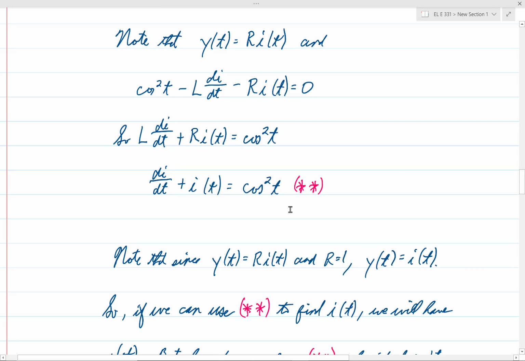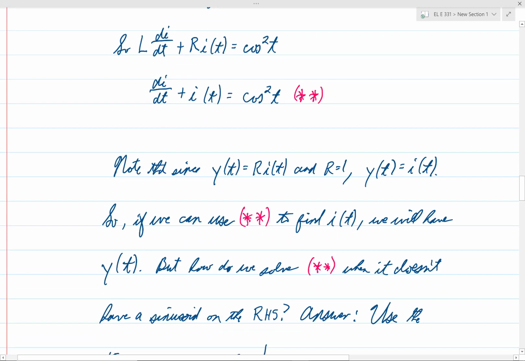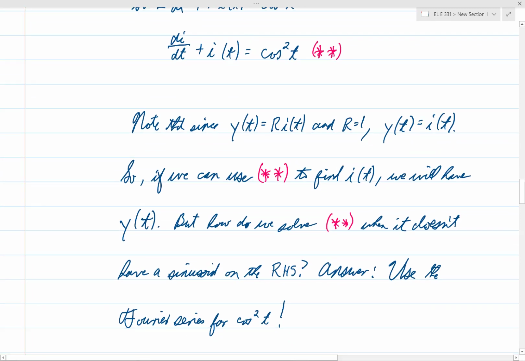But that differential equation is not so easy because we don't have a pure sinusoid on the right-hand side. We have a sinusoid squared. And so that means that initially it looks like maybe we can't use phasor analysis. But let's think about this. And of course, I think you know where we're headed here.